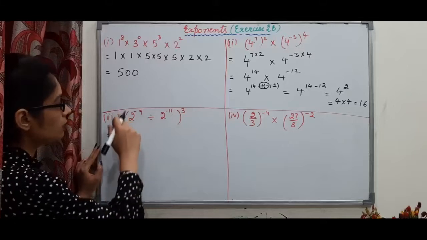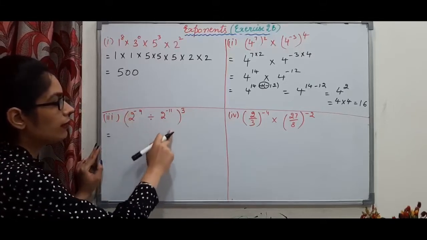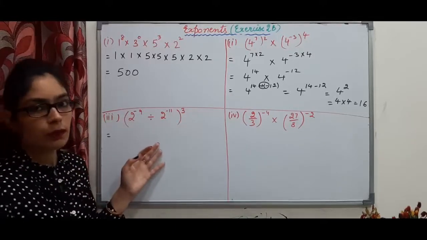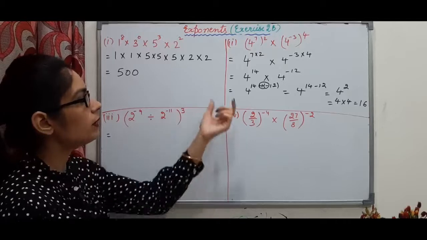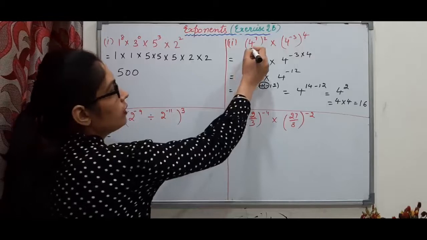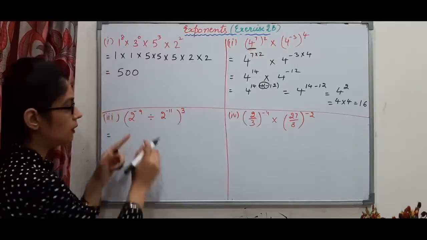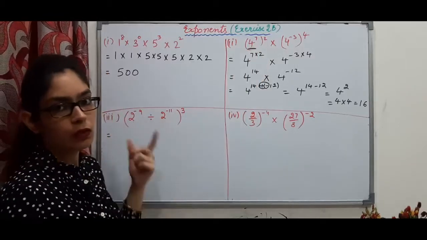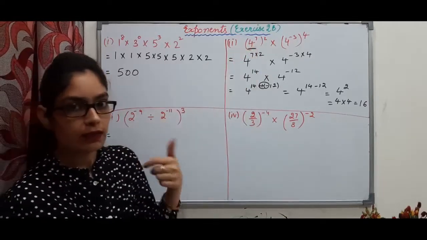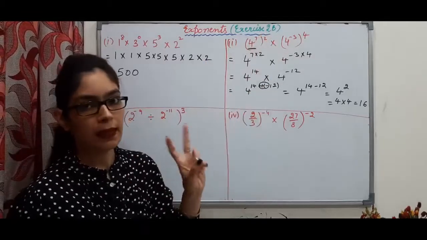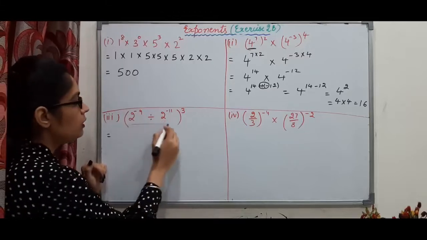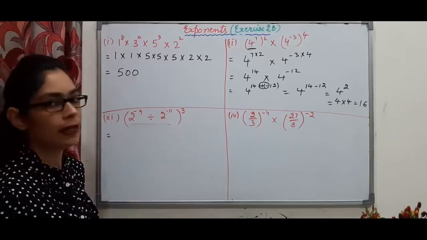In the third question, it's given 2 to the power minus 9 divided by 2 to the power minus 11, whole to the power 3. In the previous question 2 powers were there, here also you can see 2 powers. But the only difference is that there, on a single term 2 powers were there, but here on 2 terms. When it is one term, we can directly multiply the 2 powers. But where there are 2 terms, we have to first solve and make it a single term, then we can apply the power rule.